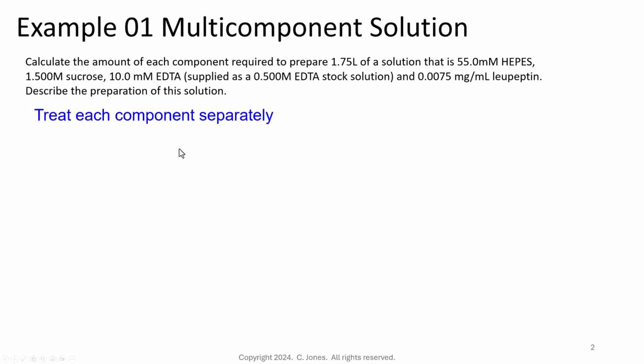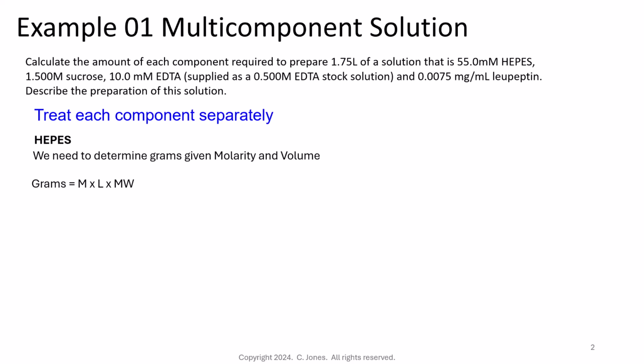When I do this, I just do it in the order that they appear in the recipe or in the exam question. So let's start with HEPES. HEPES we see is 55 millimolar, and we're preparing 1.75 liters of 55 millimolar HEPES. So we have a molarity and a volume, so we're going to need to determine the number of grams.